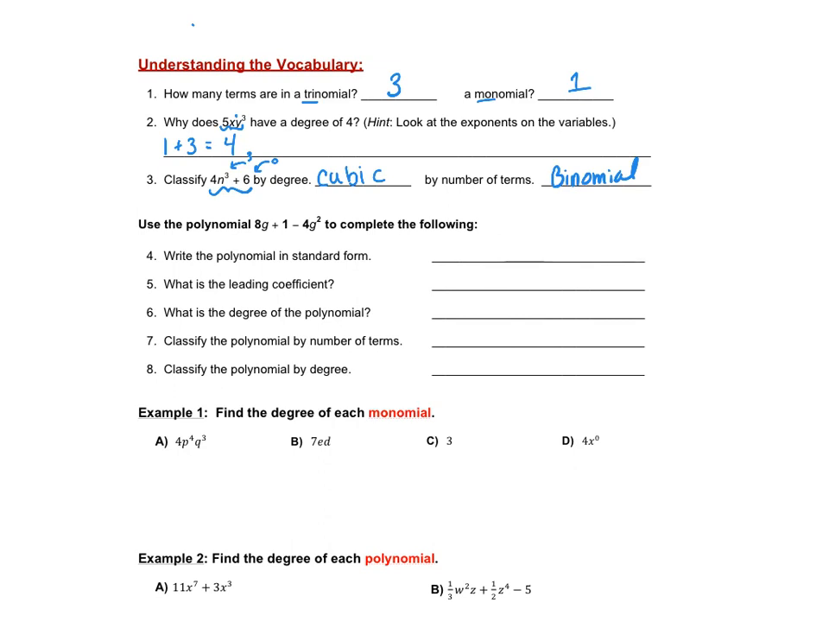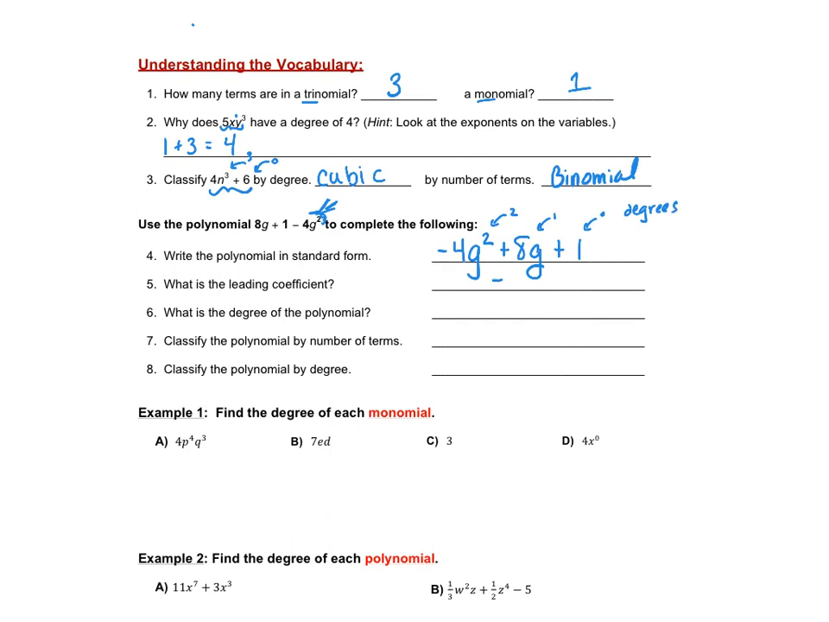Okay, use the polynomial 8g plus 1 minus 4g squared to complete the following. First, we have to put it in standard form. To put it in standard form, we need to get the highest degree, which is right here. So it's negative 4g to the second. That's a degree of 2. 8g was positive, so I'm going to write plus 8g, and 1 was positive. So I have a degree of 2, a degree of 1, and a degree of 0.